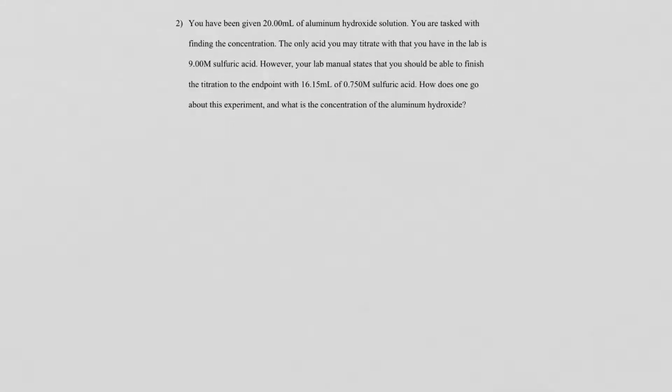So, starting out this problem, we're just going to read through it. You've been given 20 mL of aluminum hydroxide solution. You're tasked with finding the concentration. So right now, you should be saying, we know aluminum hydroxide is the analyte. It's the thing in the Erlenmeyer flask that we need to figure out. The only acid you may titrate with that you have in the lab is 9 molar sulfuric acid. However, your lab manual states that you should be able to finish the titration to the endpoint with 16.15 mL of 0.750 molar sulfuric acid. How does one go about this experiment, and what is the concentration of the aluminum hydroxide?